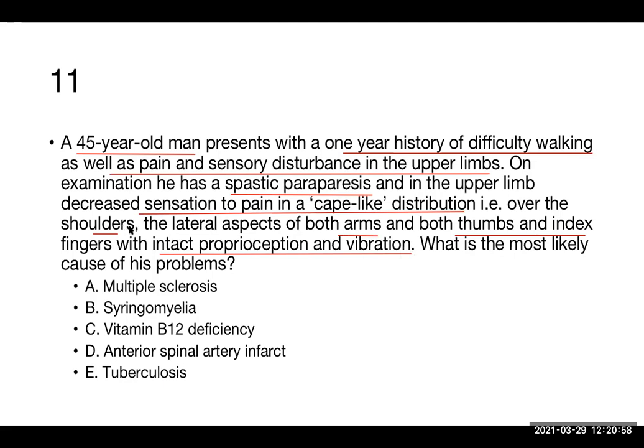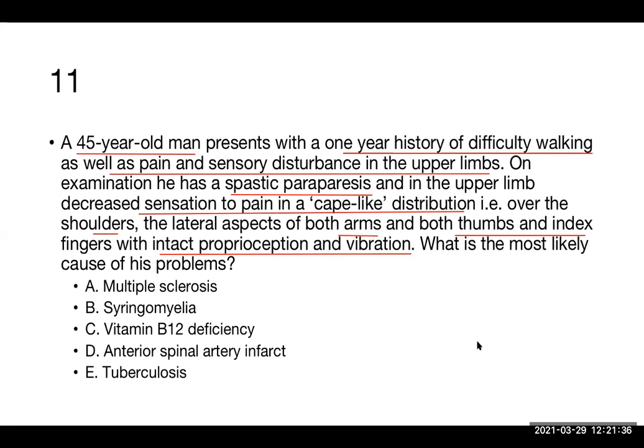Remember, because all these nerves come from there. That is the first thing. And having said that, the proprioception and vibration, which is the feature of dorsal column tract, they are not involved. Second important point. The third one, in the lower limb, there is spastic paraparesis. Okay, this is a feature of upper motor neuron lesion in the lower limb. Whereas in the upper limb, there is decreased sensation to pain. Okay, just the pain. So spinothalamic tract fibers are involved.